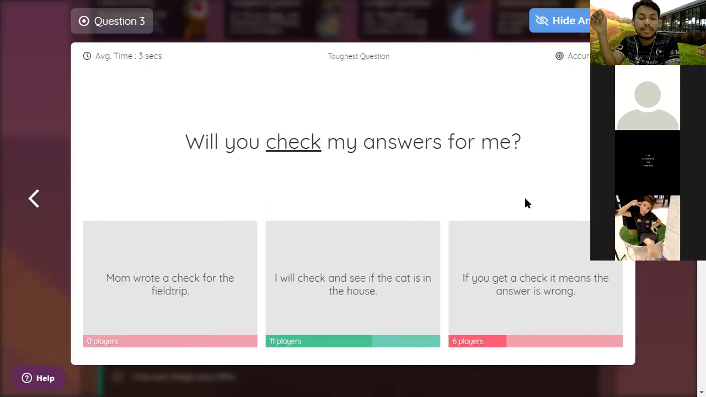Will you check my answer for me? Mom wrote a check for the field trip. Dia tak periksa. Maksud dia kat sini, check tu cek tunai. Mak tulis check. I will check and see if the cat is in the house. Saya akan periksa dan lihat sama ada kucing itu di dalam rumah atau tidak. If you get a check, it means the answer is wrong.